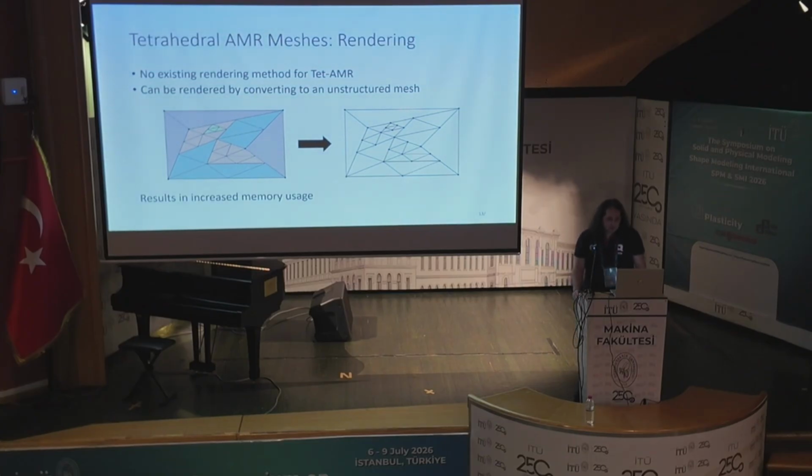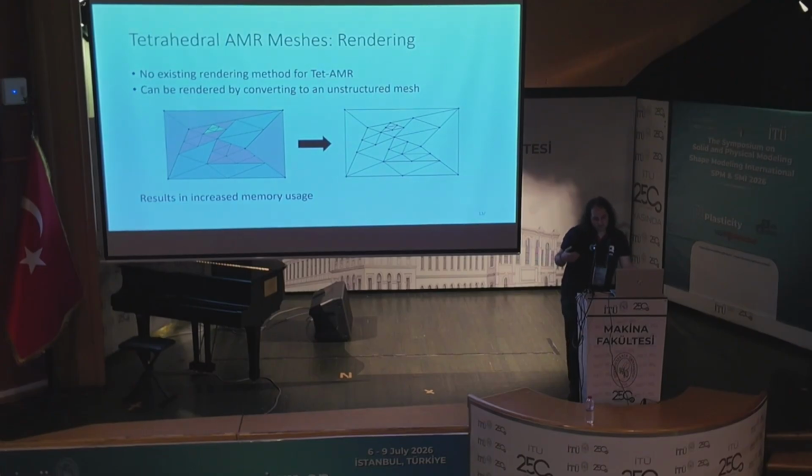There are no existing rendering methods for directly rendering TET-AMR. One method to render this kind of data type is to convert it into an unstructured mesh. However, this means that we are adding new vertices and increasing the memory size. Also, we are losing the hierarchical information of the volume.